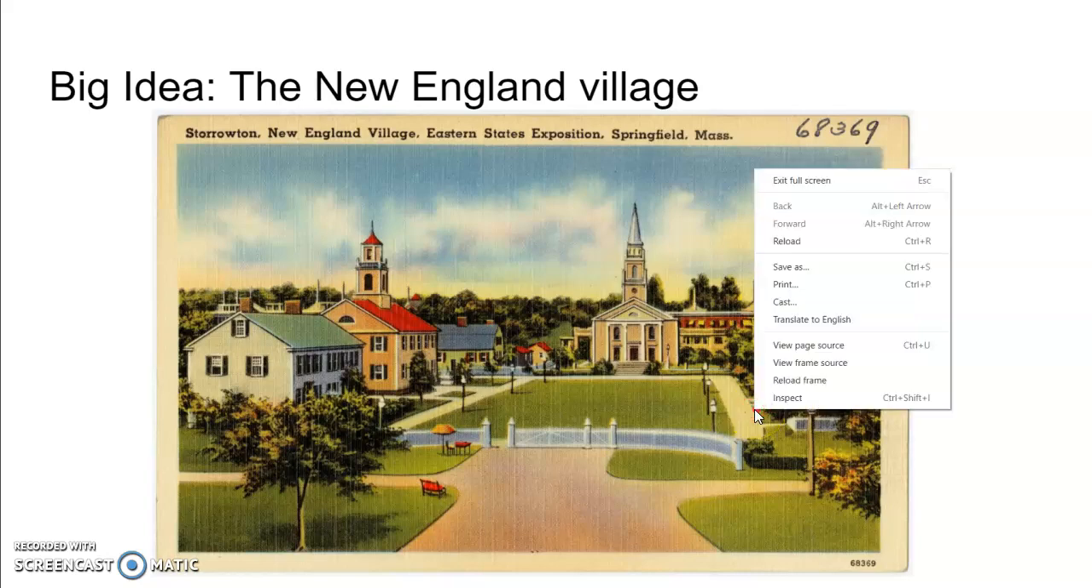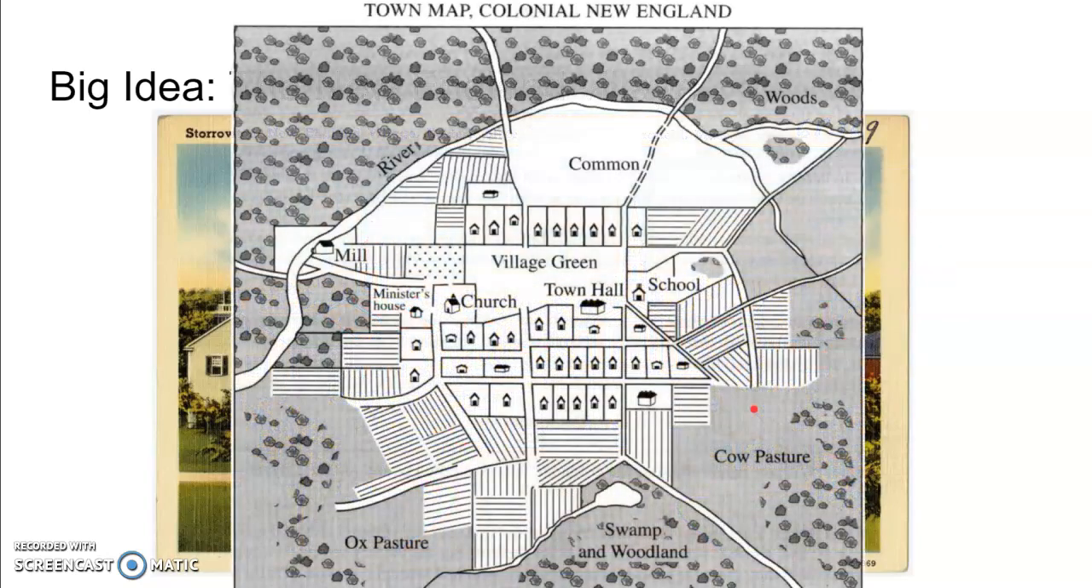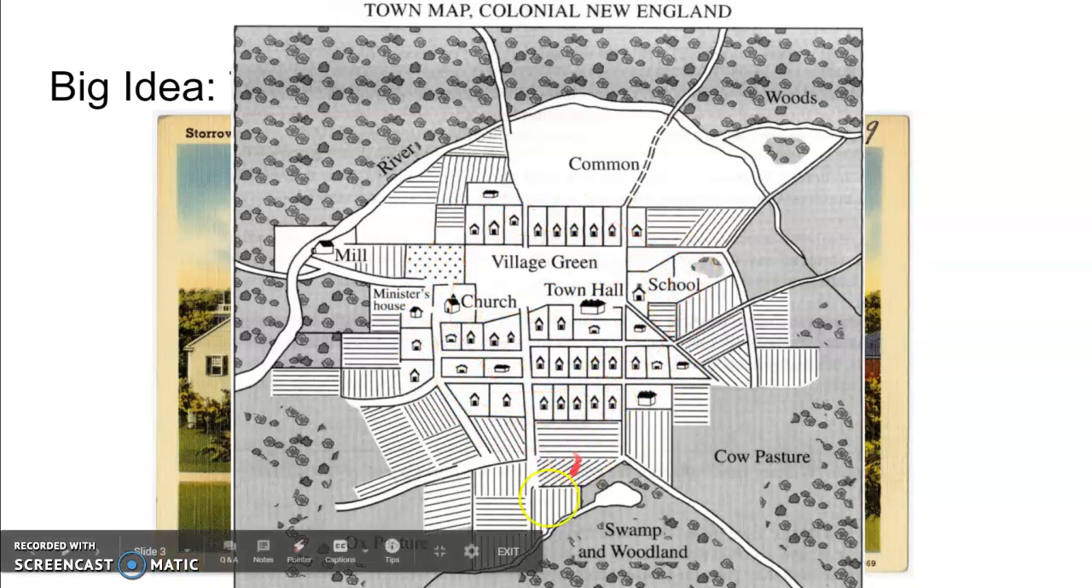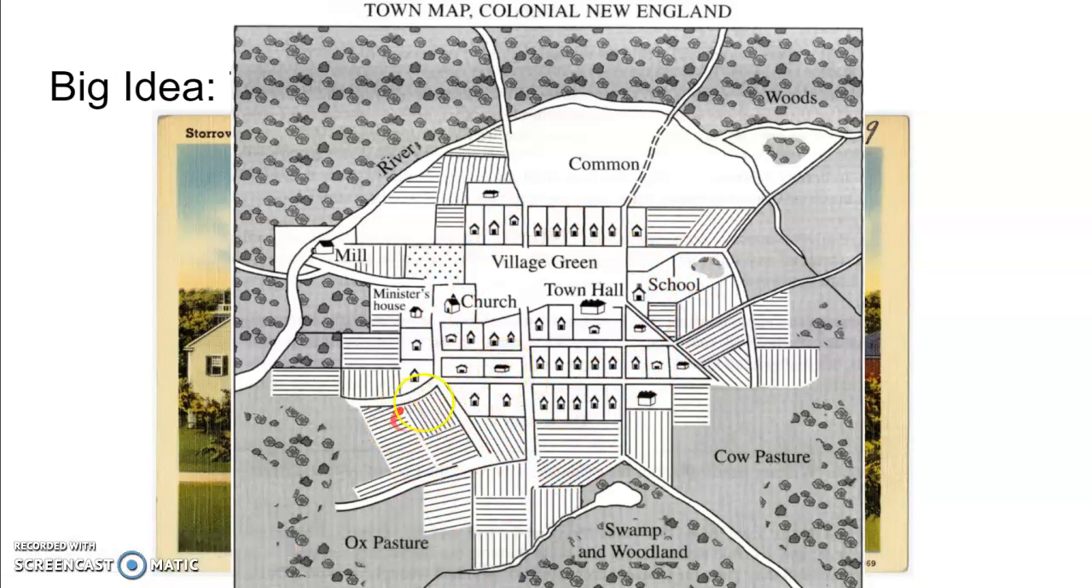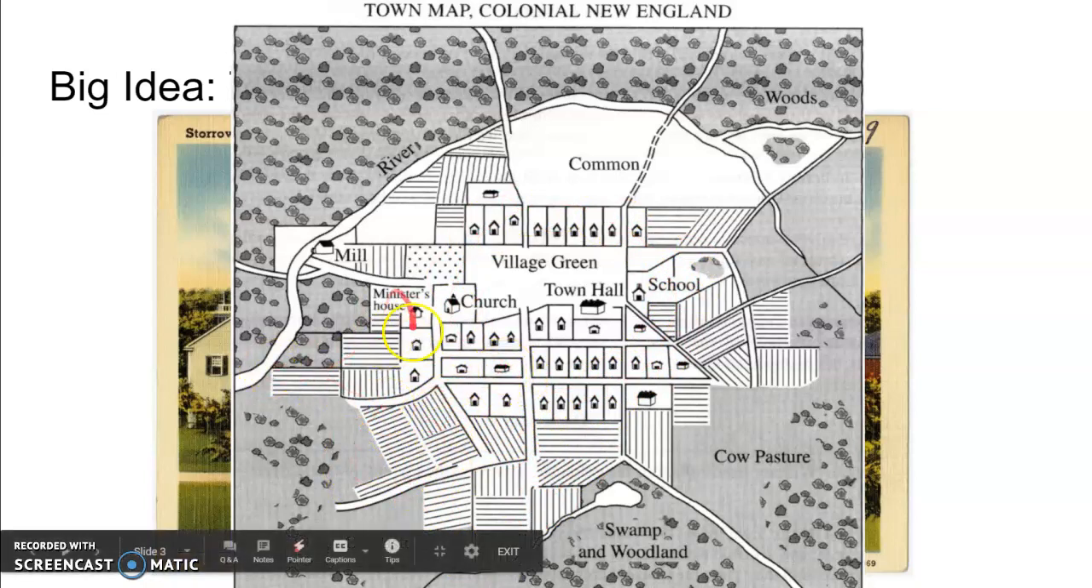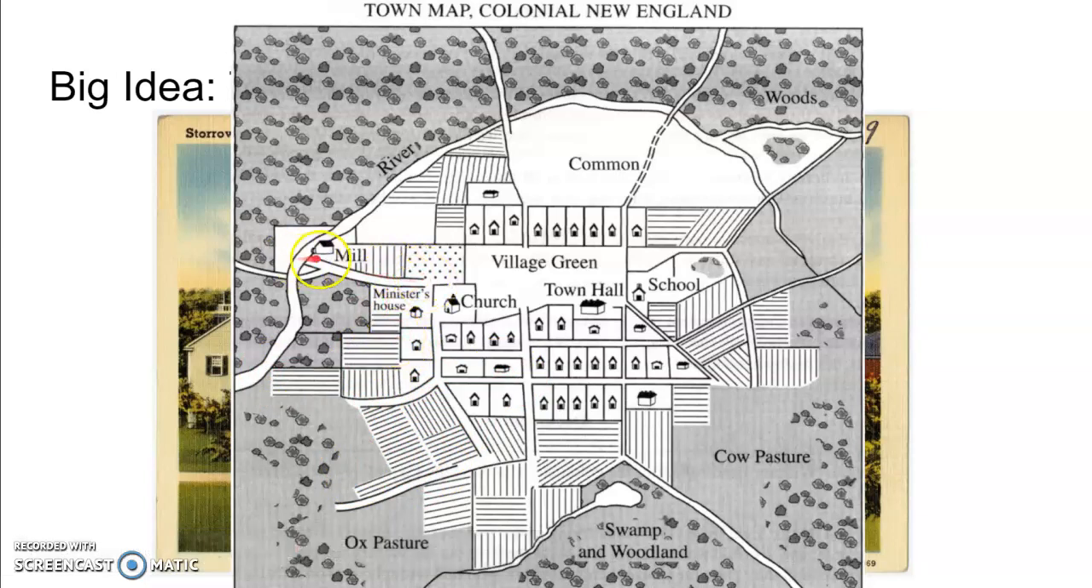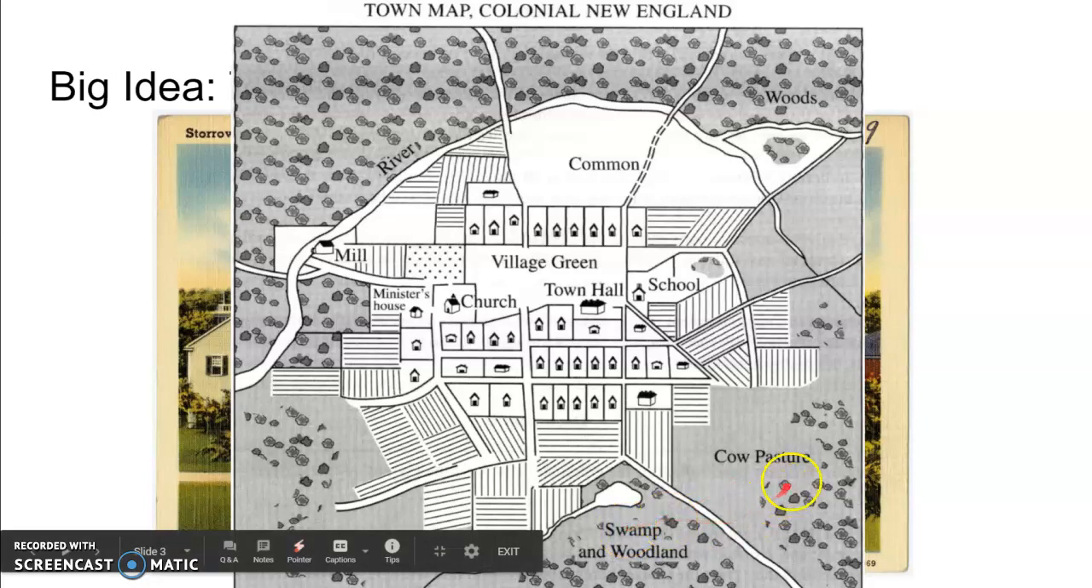So this is a map of a village, and you can see here the village green, the church, the town hall, and the school, and then the homes are around this village green. Outside of the village green, we can see these farms. You would live in a house like here, and then you would walk out to work your farm every day. We have our mill here, which is where they would grind their wheat into flour. This is a river, and they have some common ground. What I want you to notice as well is that they have cow pasture and woods out here.